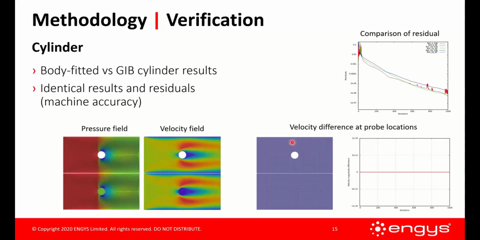The mesh structure itself is also similar discretization. And you may not be able to see it, but there's some tiny red dots right here. And these are the different probe locations. And if we took the difference between the velocity at these two probe locations for these two different cases, we'd see that we're on the level of machine accuracy. And then finally, if we look at the history of convergence for the residuals, we'll see that both the GIB and the body fitted are both over top of each other. So it's extremely close. It's down to the level of machine accuracy.